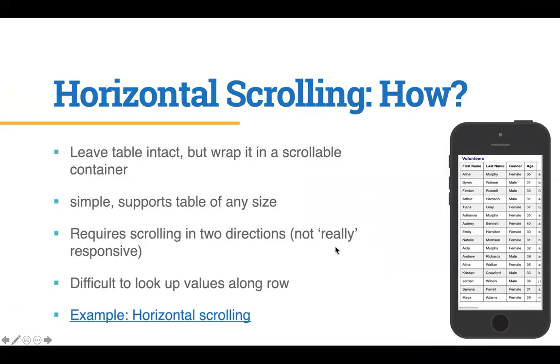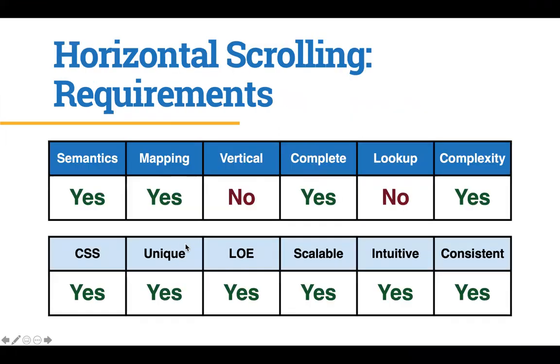So since you can only see part of the table at any time, it's not easy to look up values along rows. And combined with the scrolling problem, it's not the best solution. So here are the requirements again. It doesn't pass the vertical requirement because we do have to scroll horizontally. We can't do lookup. So, while it's a good and simple solution, it has some serious flaws.